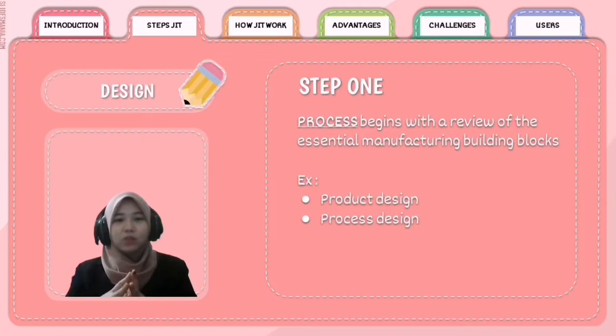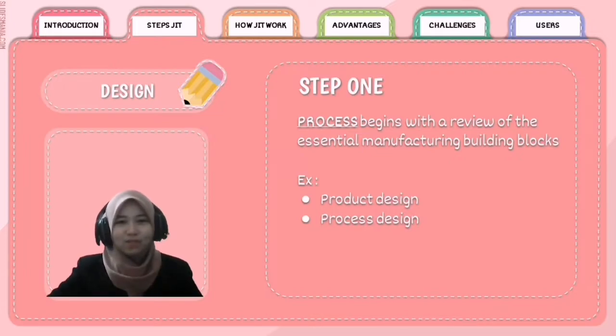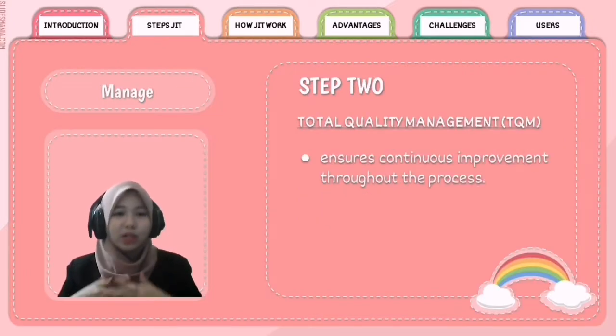The just-in-time process actually begins with reviewing the essential manufacturing building blocks, such as the product design, the process design, the personnel, and the manufacturing planning. Then the plans will be put in place so that they eliminate disruptions, minimize waste, and build flexible systems. And the second step is manage.